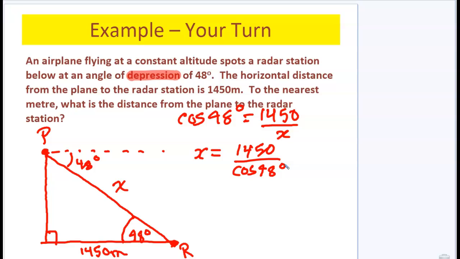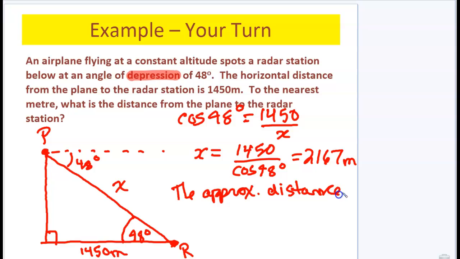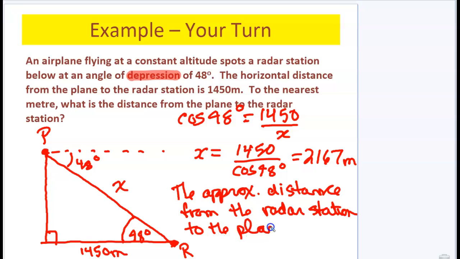And that works out to be, to the nearest meter, 2,167 meters. So again, we would write the statement that the approximate distance from the radar station to the plane is 2,167 meters.